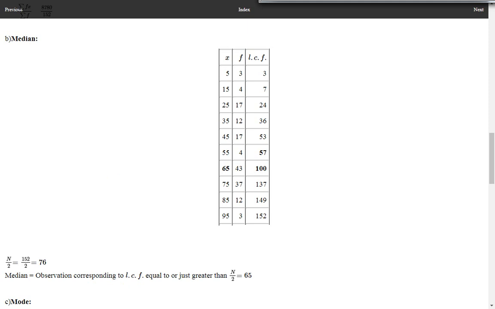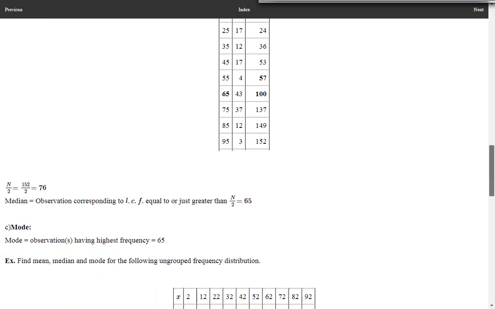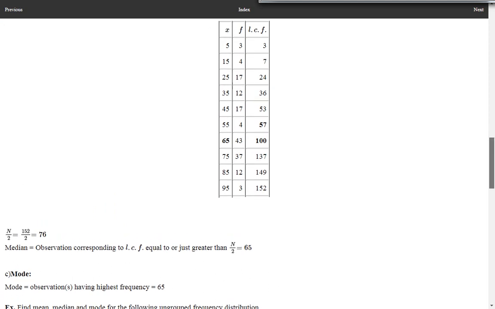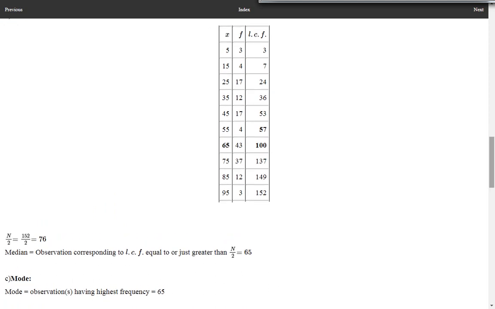Now mode is very easy to find. It is the observation which is repeated the highest number of times. So it is the observation having the highest frequency. Which observation has the highest frequency? Go through this frequency column. Which observation has the highest frequency? It is 43.